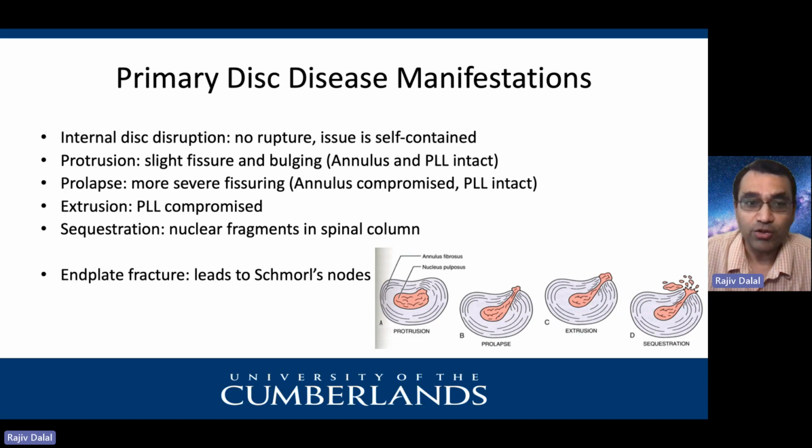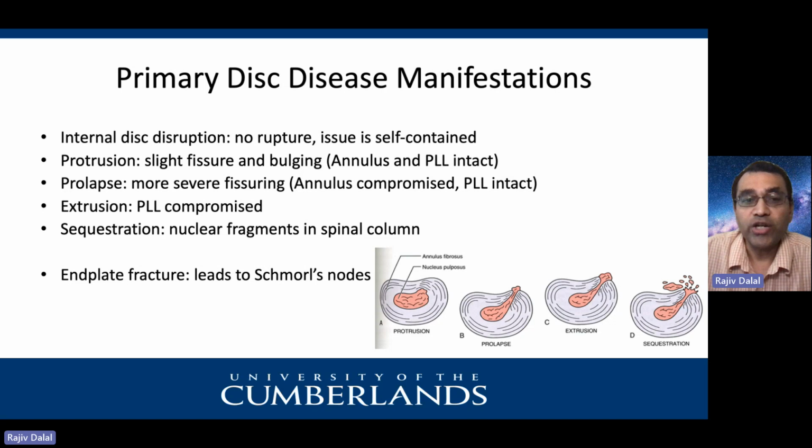That's not the case with a disc extrusion. Now the posterior longitudinal ligament has become compromised, and nuclear material can herniate or bulge more severely into the neighboring structures in the area. Oftentimes, the spinal cord can be involved if it is a central canal or central extrusion. If it's more of a posterolateral corner extrusion, which is quite common in the lumbar region, then oftentimes the nerve root at that level could be impacted, and it could lead to nerve root disease.